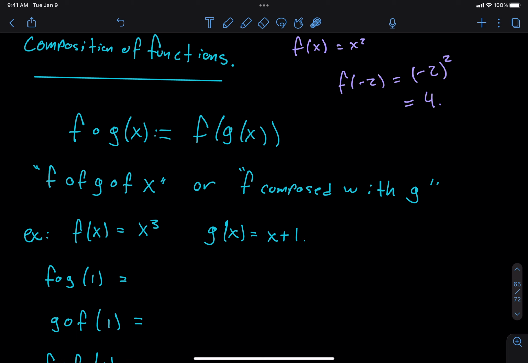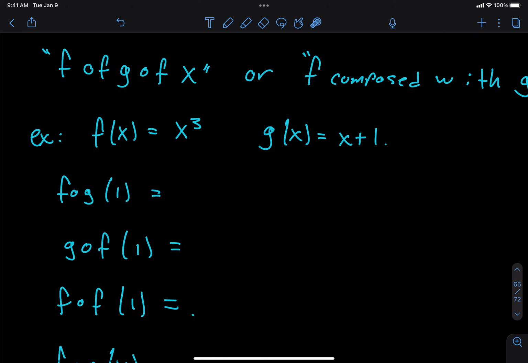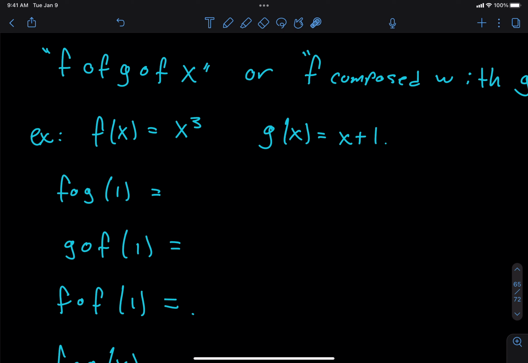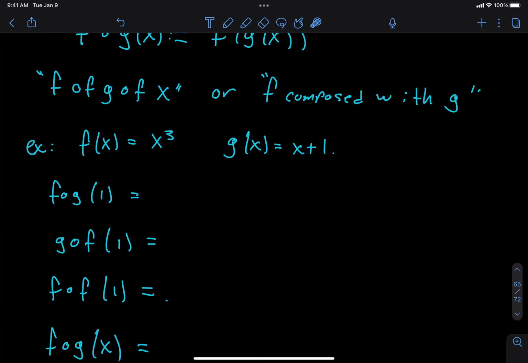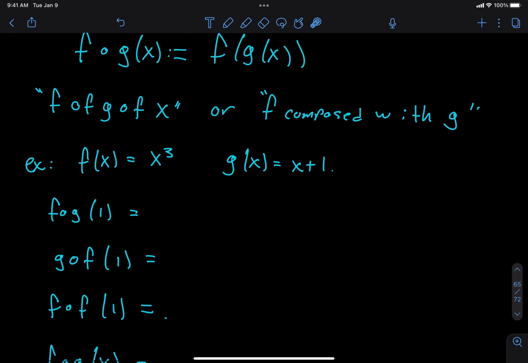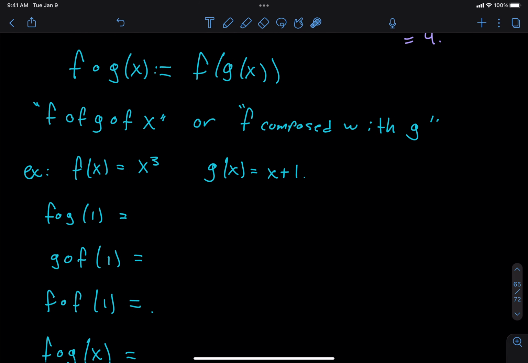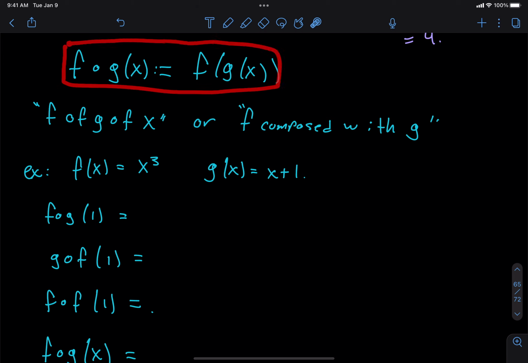Okay, so let's see an example here. Well, maybe I should start with just a number. So let's start with just a number. I know that I want to do f of g of 1, where f of x is the function x cubed, and g of x is the function x plus 1. So I'm just going to use this right here to rewrite it a little bit first.